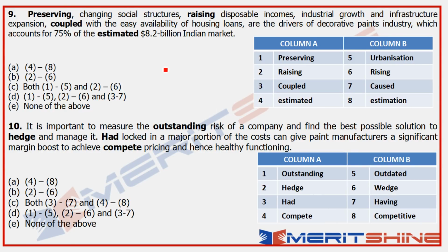Preserving changing social structure, raising disposable incomes. Raising means, you know, it should be rising. There is nothing called raising disposable incomes when it is being done. Industrial growth and infrastructure. Also, if you look at this, these are all gerunds, right? Gerunds are nothing but noun form. And preserving here, preserving what? Until you say preserving what, this is not a gerund. This becomes a verb or a continuous verb or a participle at the most. So this is not parallel. So the law of parallelism does not hold.